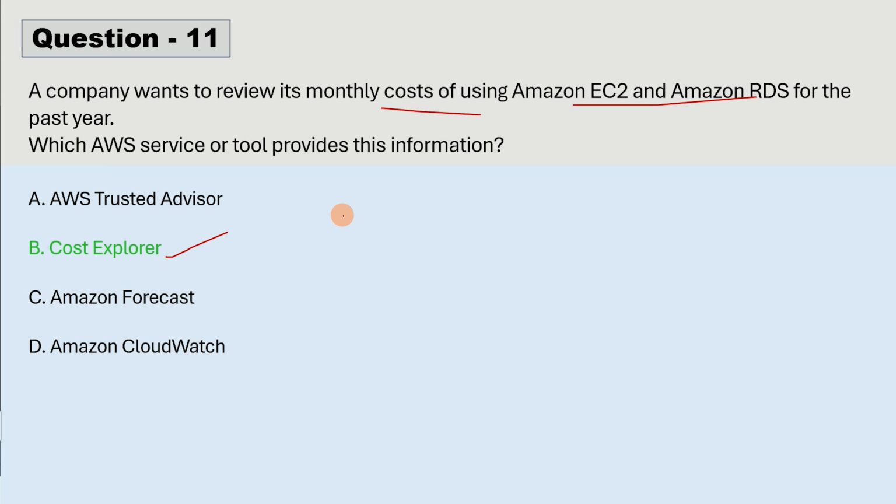Suppose you want to see the cost data for the 18th of August. It will be available on the 19th of August only. You will not be able to see the cost for the resources for today's date today itself. So you have to wait for at least 24 hours. So I hope this is clear.